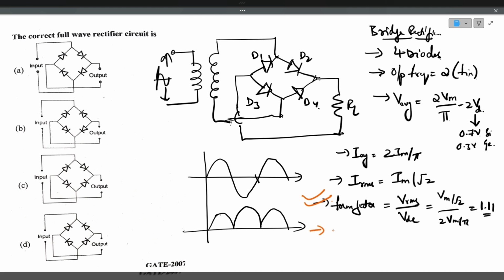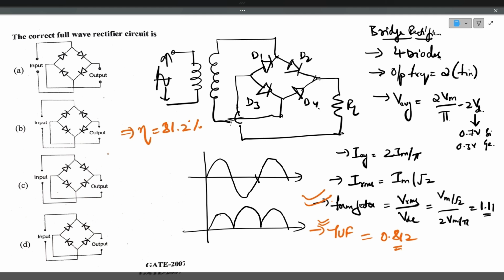Next comes the transformer utilization factor. This is also very important. The transformer utilization factor for the bridge rectifier is 0.812. Next comes the efficiency. Eta is equal to 81.2%. Even this is very, very important.